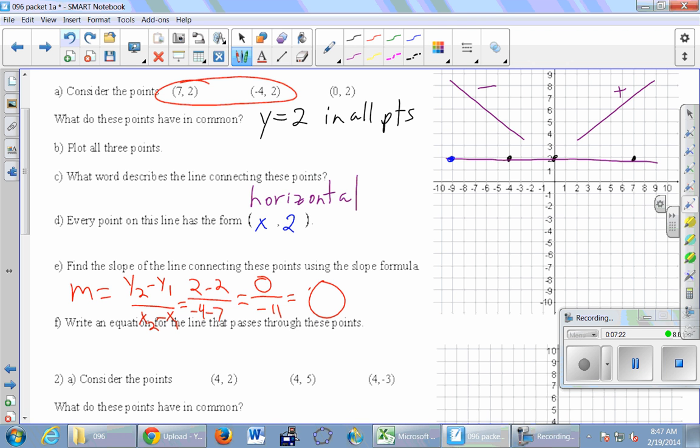Okay, and then finally down here, part F, says write an equation for the line that passes through these points. That's our horizontal line that we drew. Again, what was the commonality for all those points? What was 2? The y was 2. So the equation of that line is plain old y equals 2.